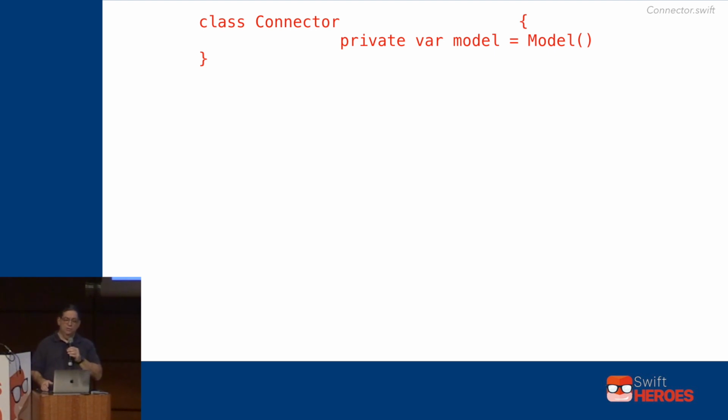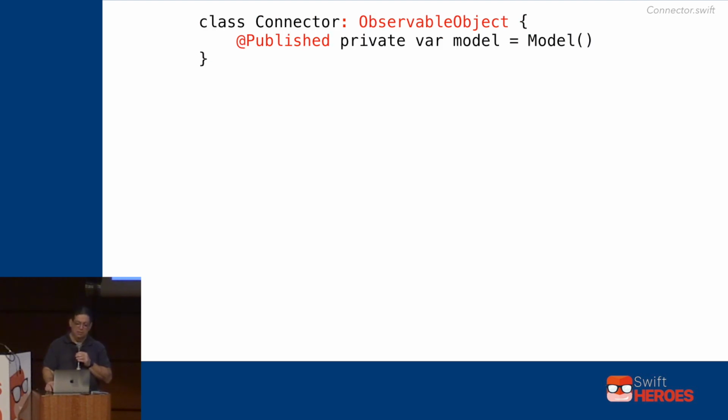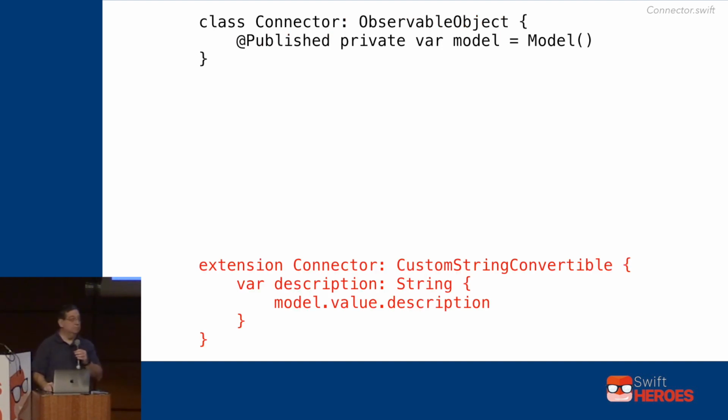And the way we do this in SwiftUI, which uses Combine, is we say the connector is something that can be observed. It is an ObservableObject. And the thing that triggers the "hey, I've changed" is this @Published. So every time the model changes, the connector says, hey, something's changed, you need to refresh yourself.